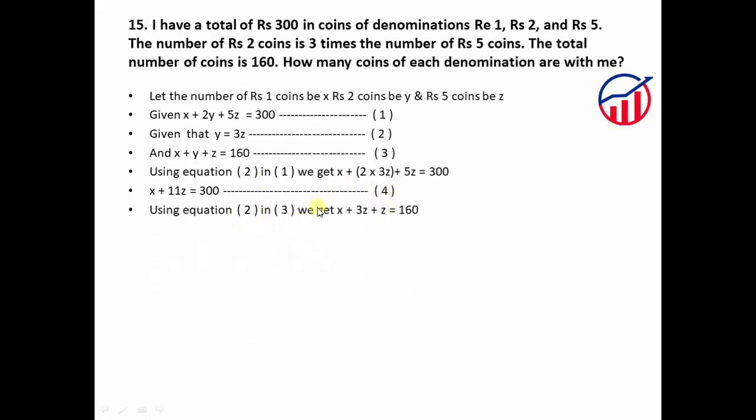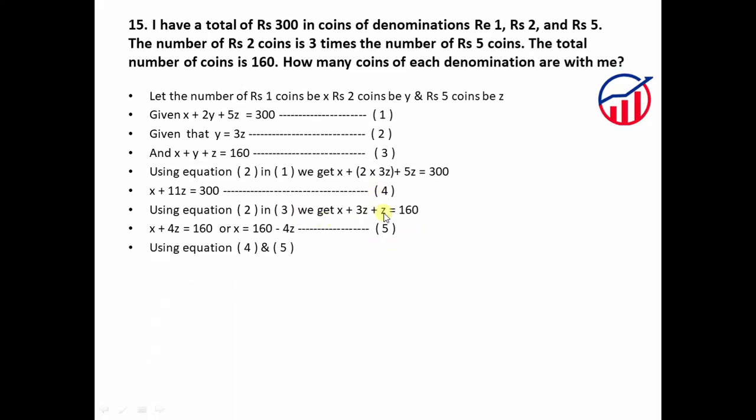Now we substituted 2 in 1. Now we're going to substitute 2 in 3. We get x plus y, and y is 3z, plus z is 160. Solving it further, x plus 4z is 160, or x is 160 minus 4z. Let's call this equation 5.